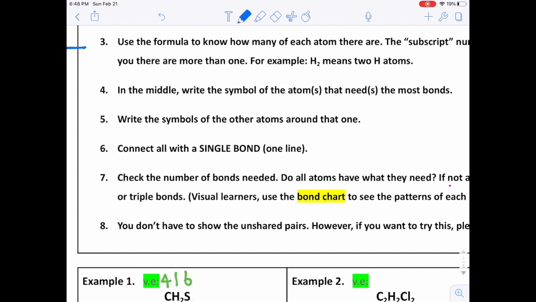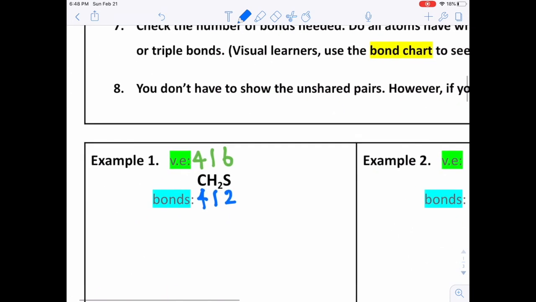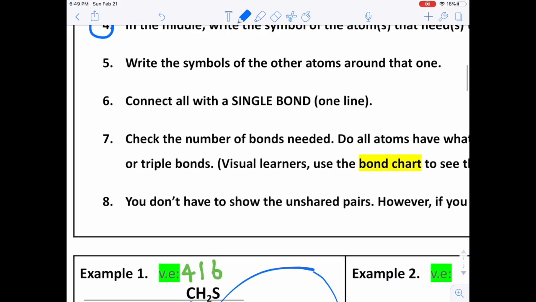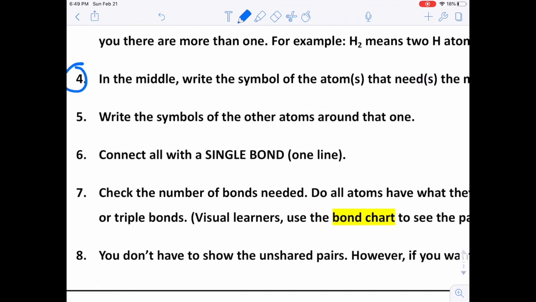Now this is kind of an important tip here. In the middle, write the symbol of the atom that needs the most bonds, or atoms if there's 2 that need a lot of bonds. So here, carbon needs the most bonds. So I'm going to imagine this space for drawing my molecule. I'm going to put a C in the middle because I know the one that needs the most bonds has to be in the middle where it can get bonded to many things. Next step, write the symbols of the other atoms around that one and connect them all with a single bond. So I'm going to kind of do these two together.